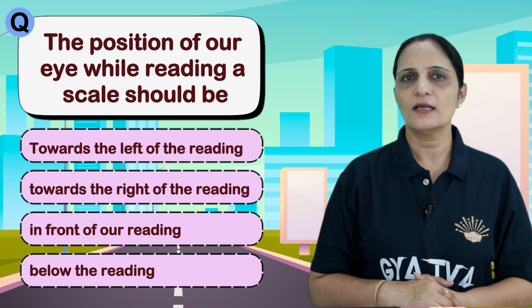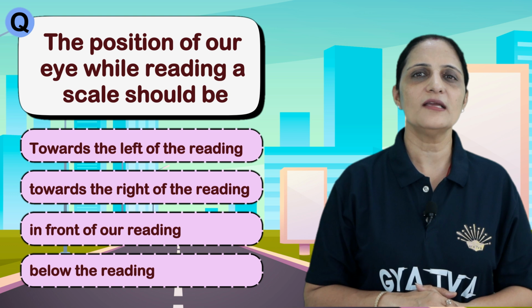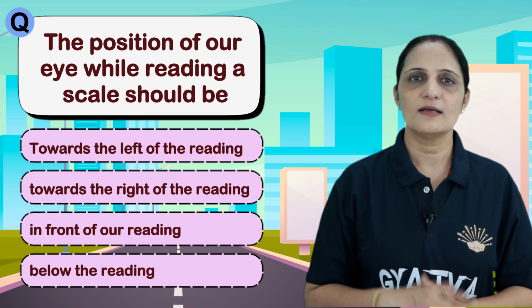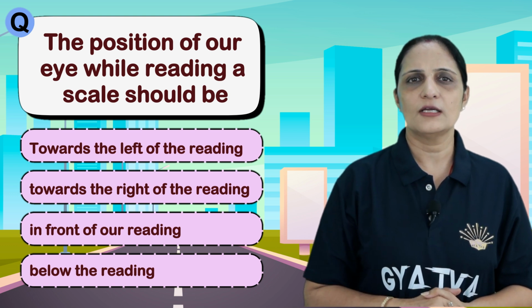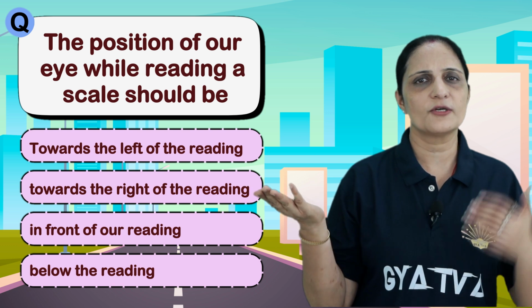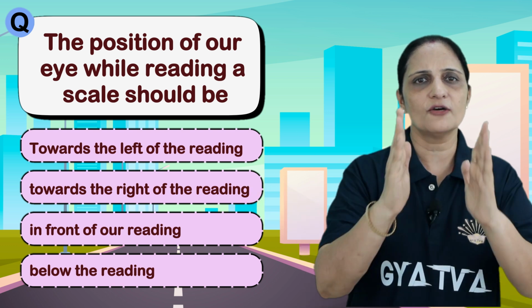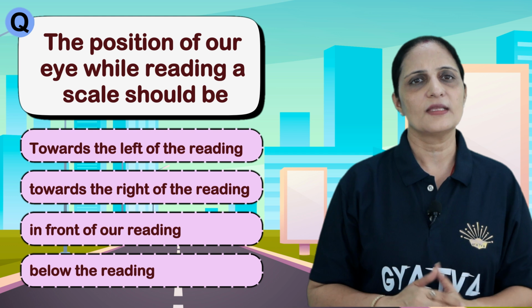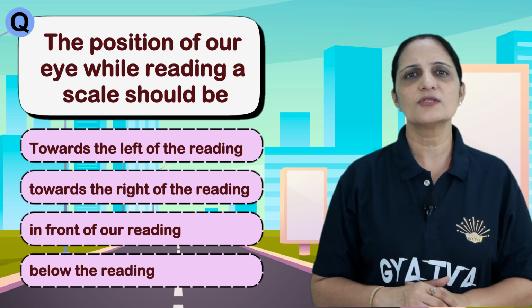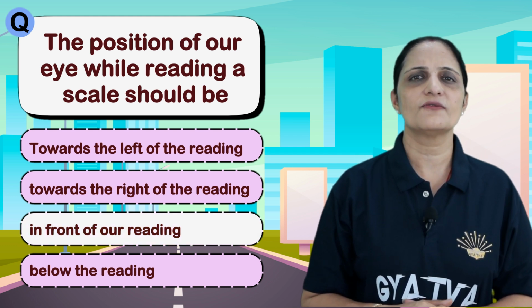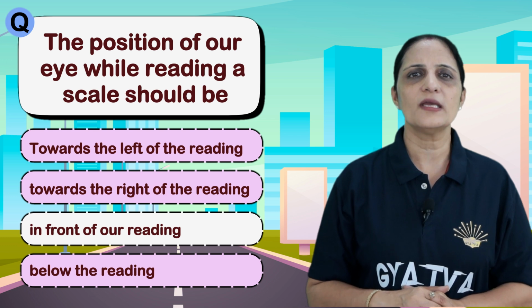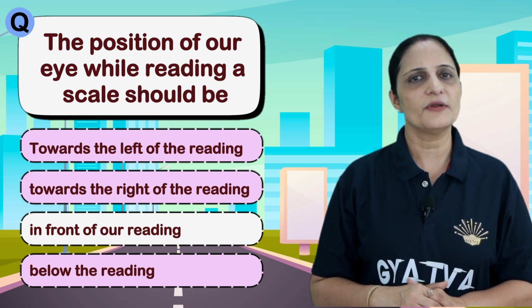Question number 3, the position of our eye while reading a scale should be. This we just read. It should be towards the left of the reading, towards the right of the reading, in front of our reading or below the reading. Yes, I think everybody knows the answer. The position of our eye while reading a scale should be in front of our reading.